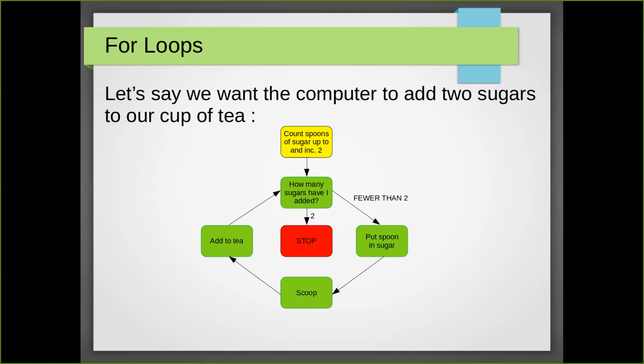So now we've got 1 sugar that's been added. Again, it's still fewer than 2. So again, in goes the spoon, we scoop, we add to tea, and again, we ask the question, how many sugars have I added? This time it's 2, so the loop stops. So it goes around and adds the sugar for the number of times we specified.